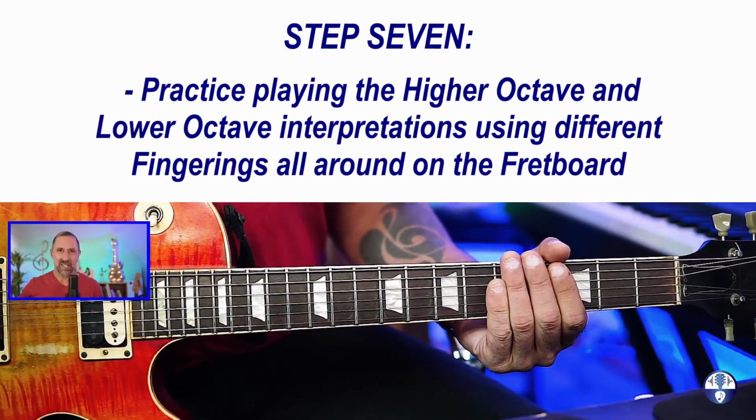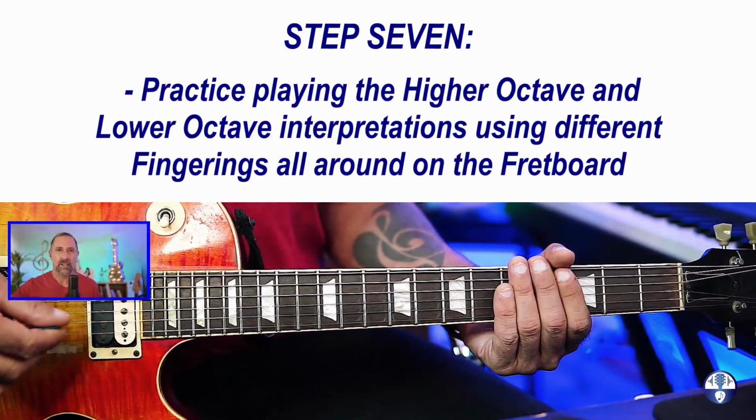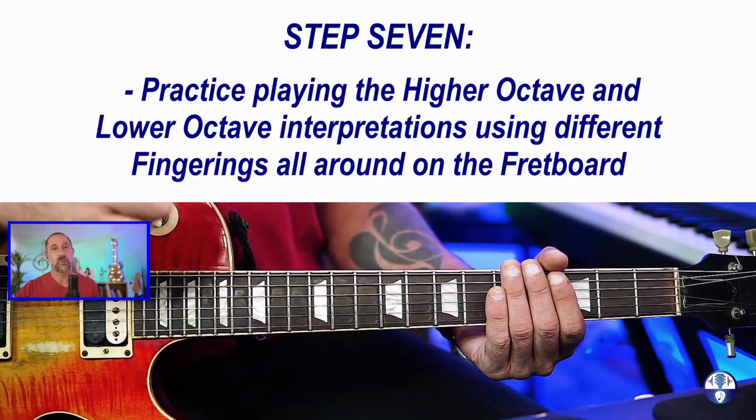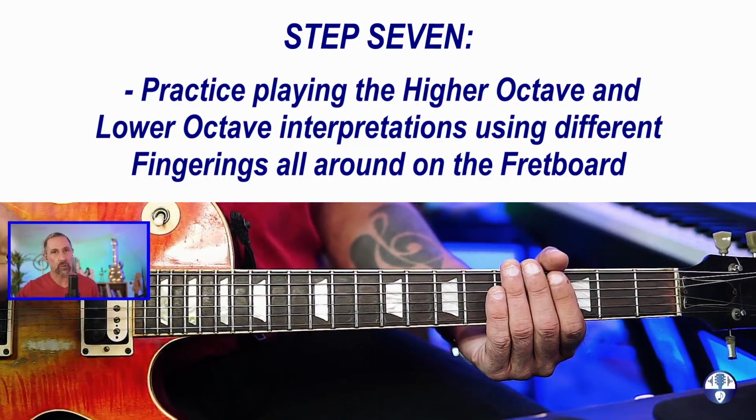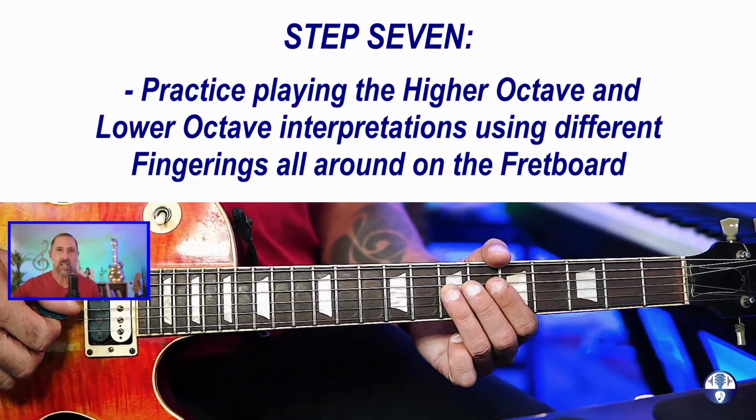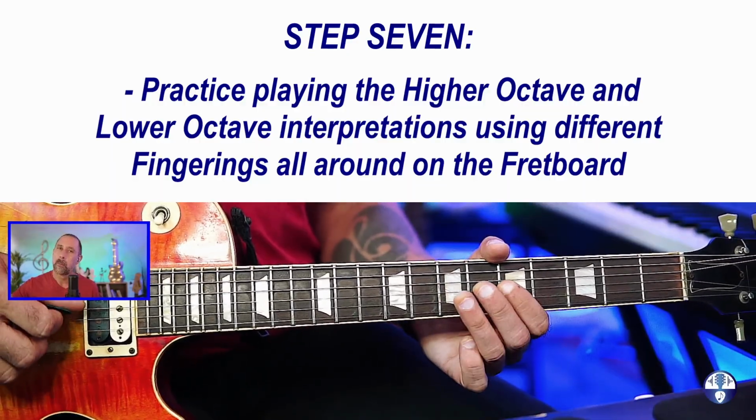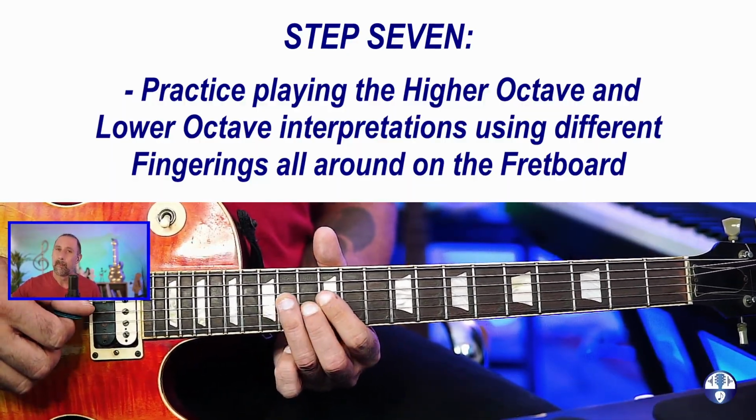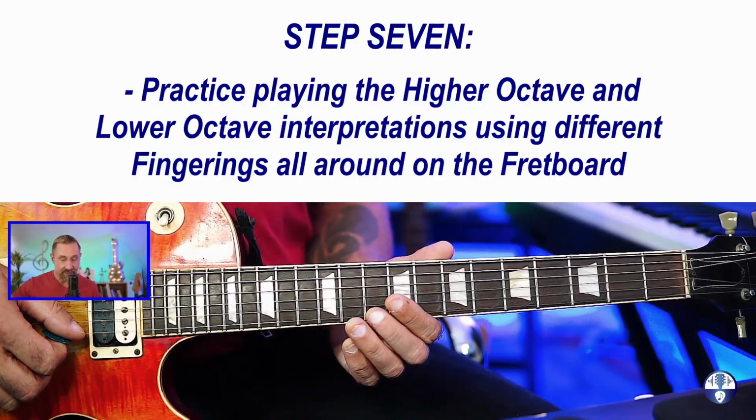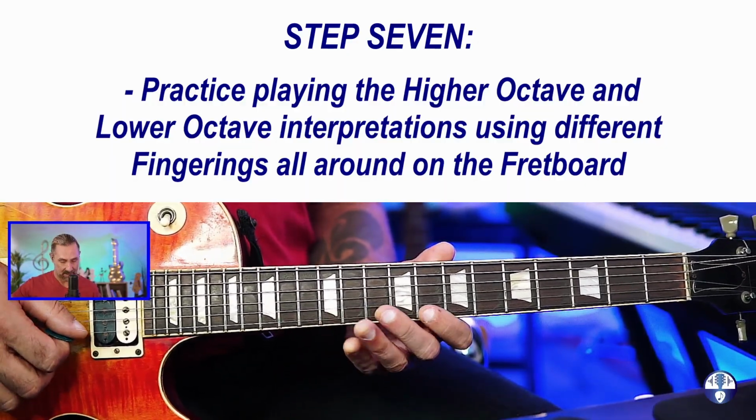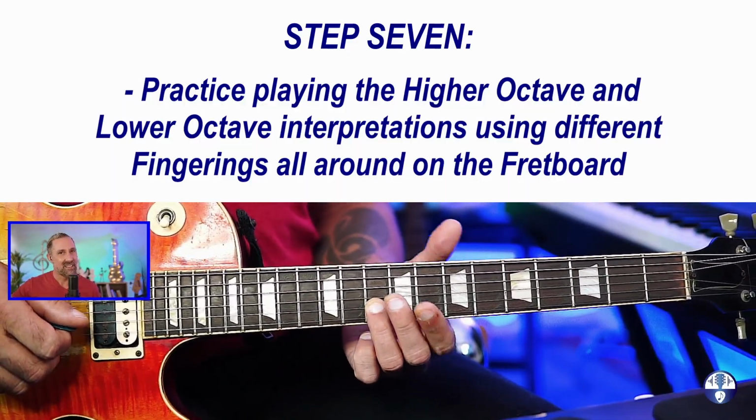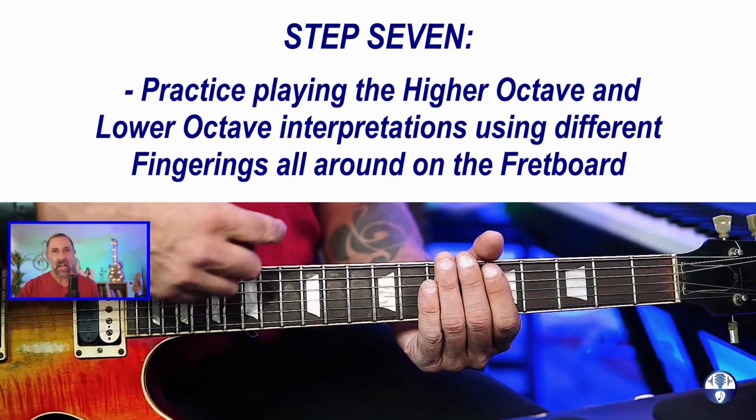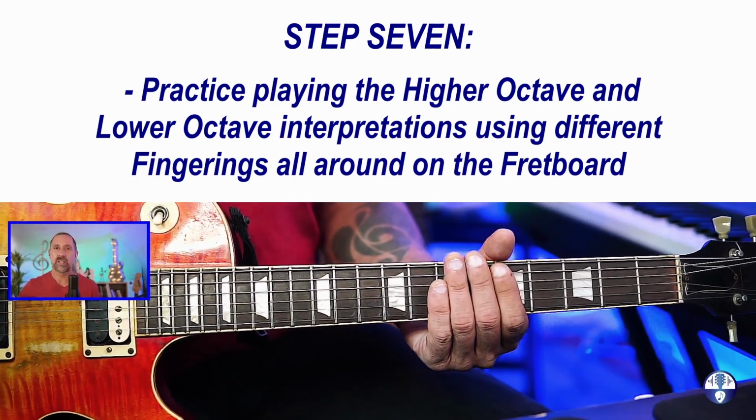Okay? Step 7 is to practice playing the higher octave and lower octave interpretations using different fingerings all around the fretboard. So here was the original phrase, up an octave. Now maybe change the fingering of that. Okay, now once I've got that together, I want to move on to step 8.